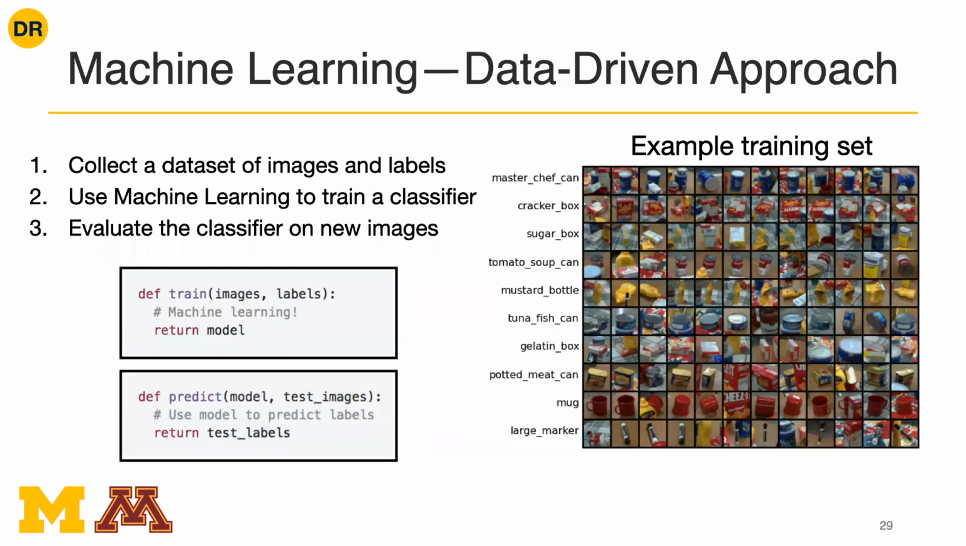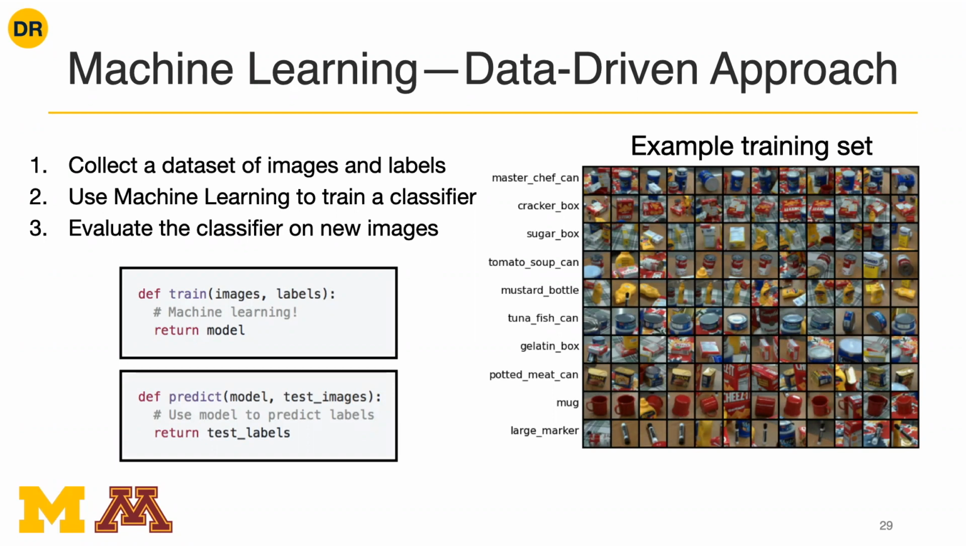So a prominent way of doing image classification is using machine learning, which is fundamentally a data-driven approach, where you collect a bunch of images and corresponding labels, and then you build up your own image classifier or train your classifier, and then you evaluate that on a new set of images that you have at your disposal.